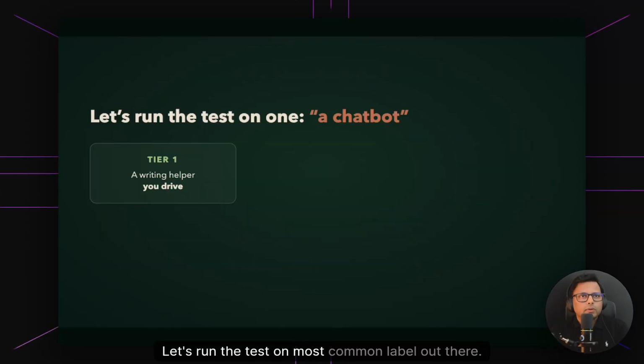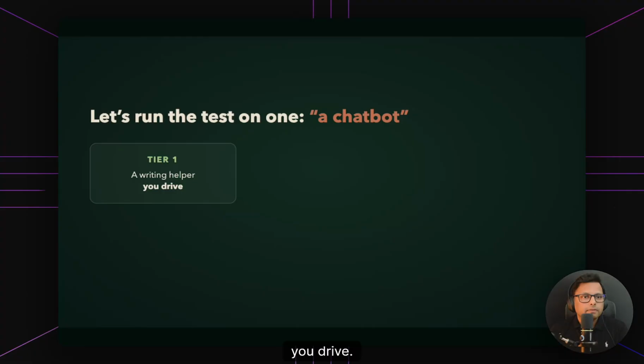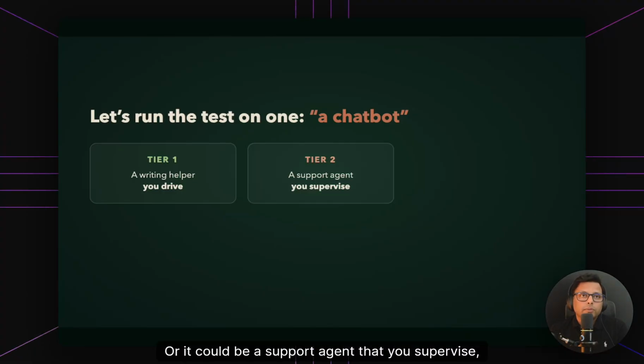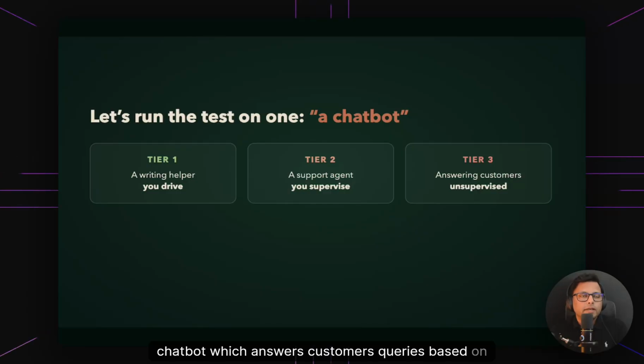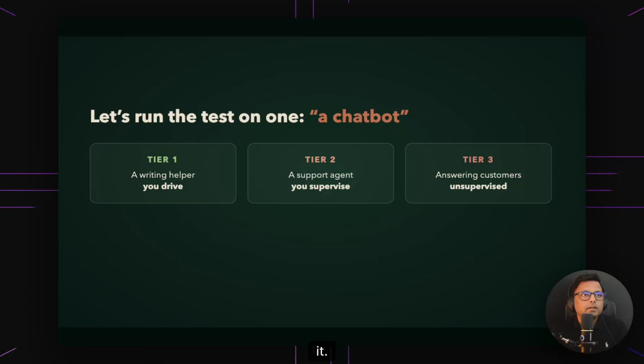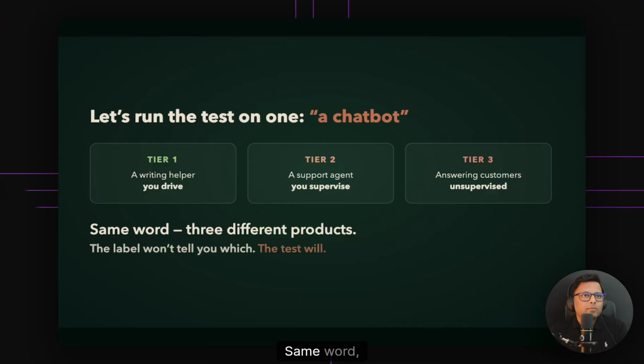Let's run the test on the most common label out there, a chatbot. A chatbot can be a writing helper you drive, which means it would fall under tier 1. Or it could be a support agent that you supervise, which means it drafts the responses, you review and approve, and then send back to the customer. Then that means it falls under tier 2. Or this could be an unsupervised chatbot which answers customers' queries based on the knowledge database that you have created for it. So this would fall under tier 3. Same word, 3 completely different products.